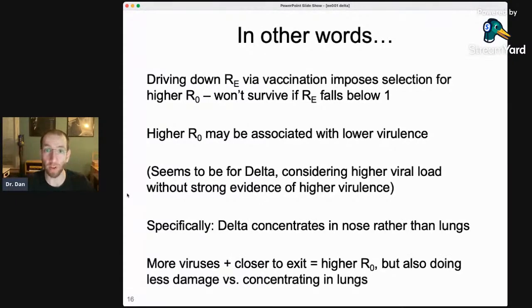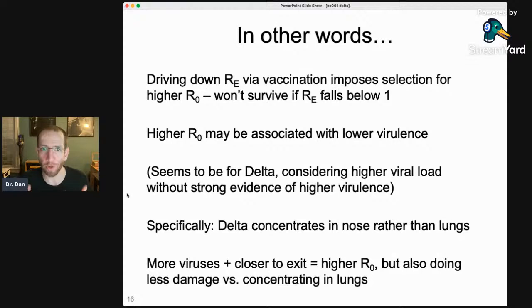So let's be specific here. The Delta variant tends to concentrate in the nose rather than the lungs. Well, why is that? Think about this. Higher viral load, right? More viruses closer to the exit to the body makes for greater transmissibility, higher R naught. But it's also going to do less damage compared to being concentrated in the lungs like the earlier variants. So you can see how this trade-off works just in practical terms.